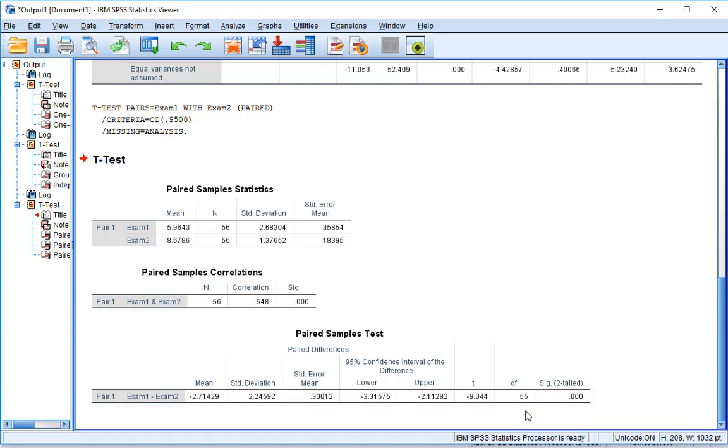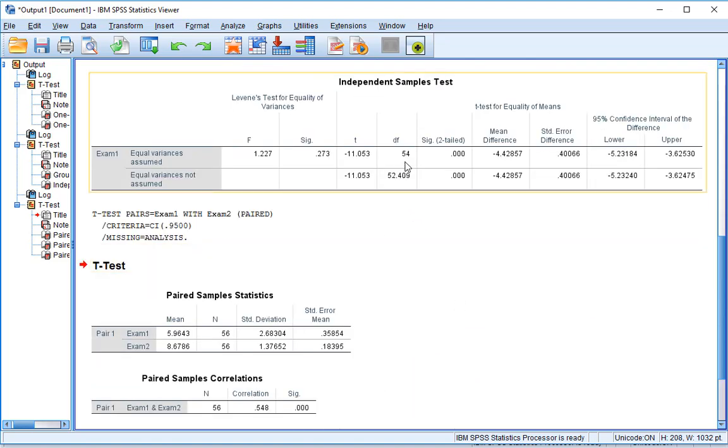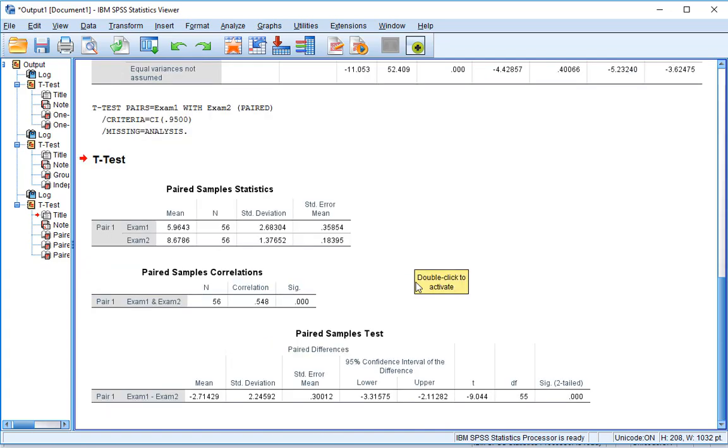And you may be wondering, why is the degrees of freedom here 55, yet in the independent samples t-test, our degrees of freedom was 54? Well, with the independent samples t-test, we're treating each group independently of each other. So we do n-1 for one group, and we do n-1 for another group. However, with the paired samples t-test, we're using that same group, but we're measuring it twice. So independent samples t-test, 2 different groups measured once. Paired samples t-test, 1 group measured twice.